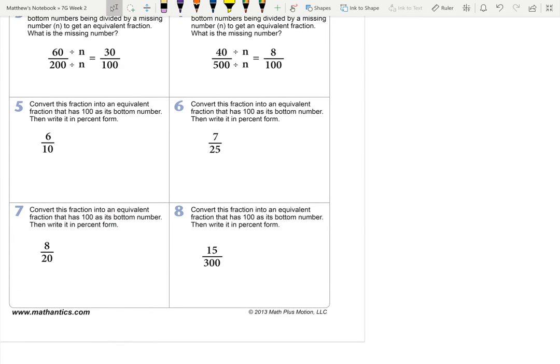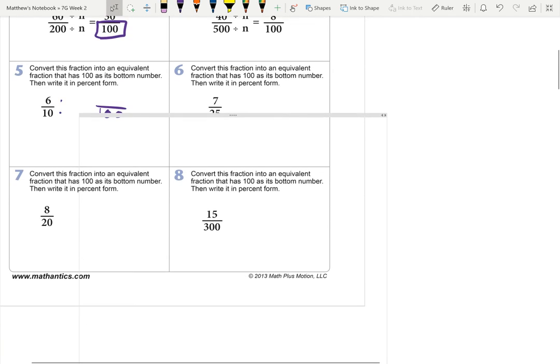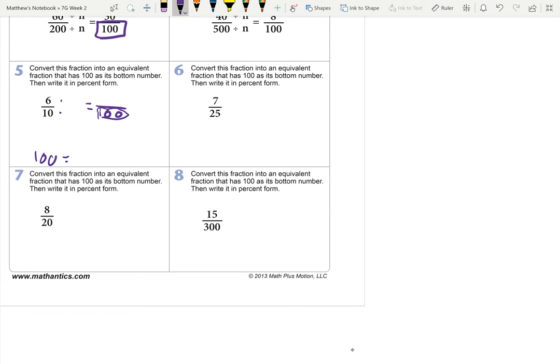And then as we move over here, we are again trying to get it so that the bottom number is 100. So here I'd have to multiply, because 10 is going to get bigger to get up to 100. But what do I need to multiply 10 by to get to 100? That's the question. Well, I can just do 100, my answer, divided by what I'm starting with, 10, and that gives me 10. So 10 times 10 gives me 100, and 6 times 10 gives me 60. 60 out of 100, or 60%.